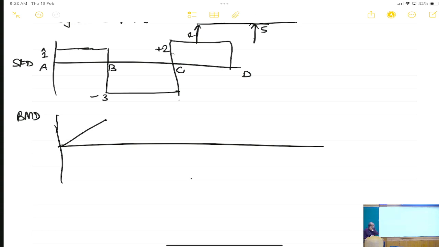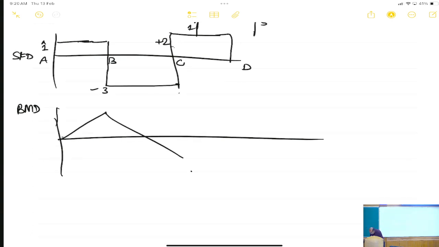What you can do is, in the bending moment diagram, calculate the value of the bending moment at the critical points, and then you know it is linear, so it will just go linear. So, from B to C, it will have a shape like this, and from C to D, it will come to like this. So, this is A, this is B, this is C, this is D.